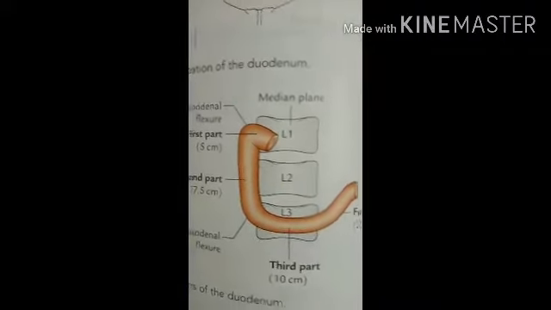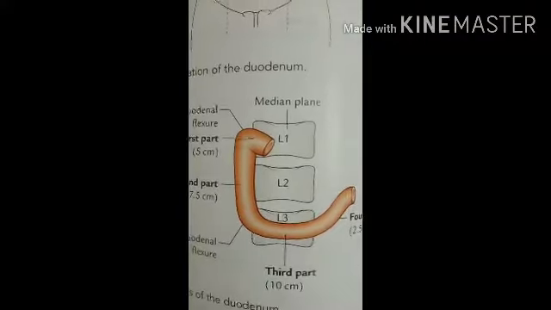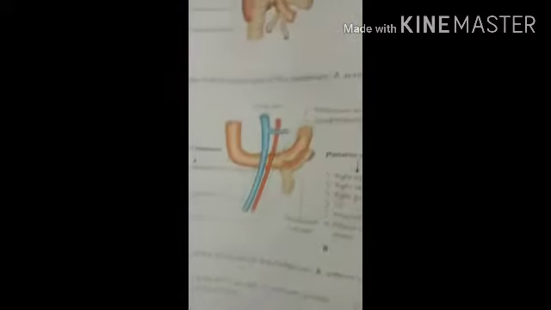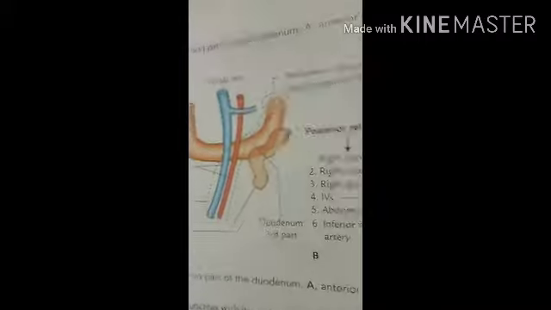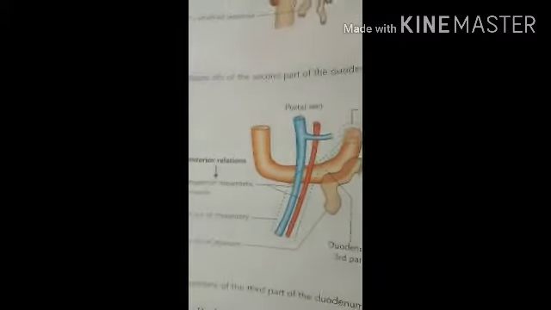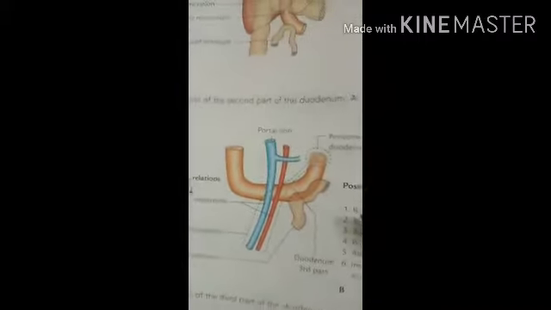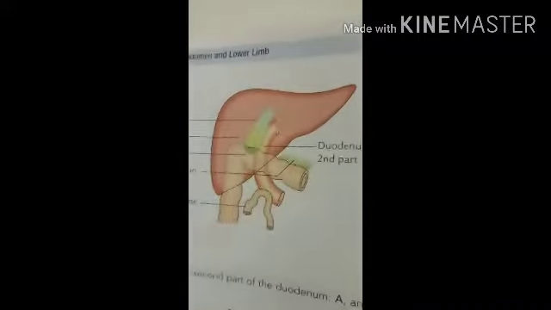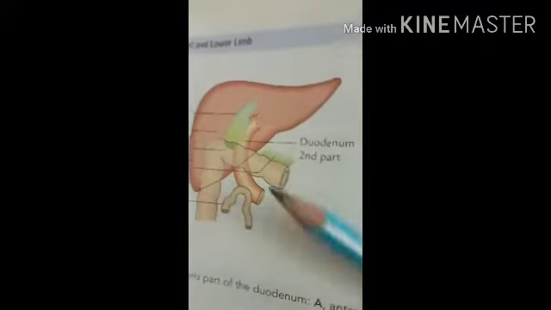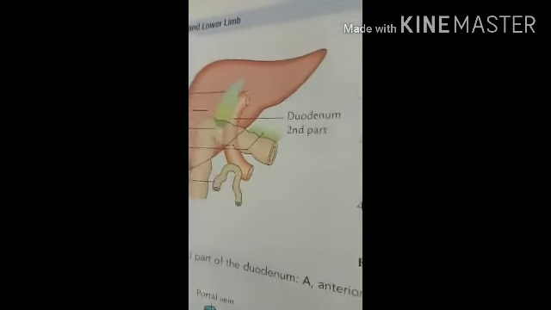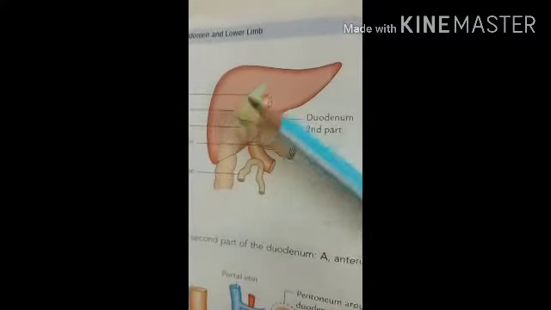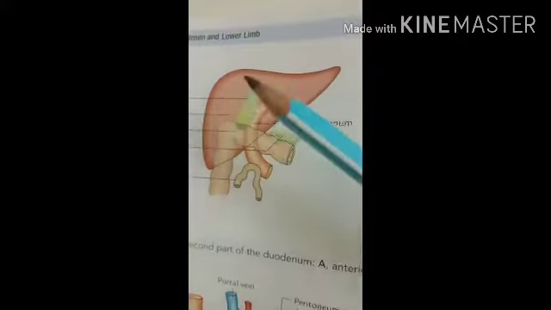Then the relations of the second part, here you can see in this diagram. In this diagram you can see the relations. So firstly the peritoneal relations. This second part of the duodenum is totally retroperitoneal and fixed.